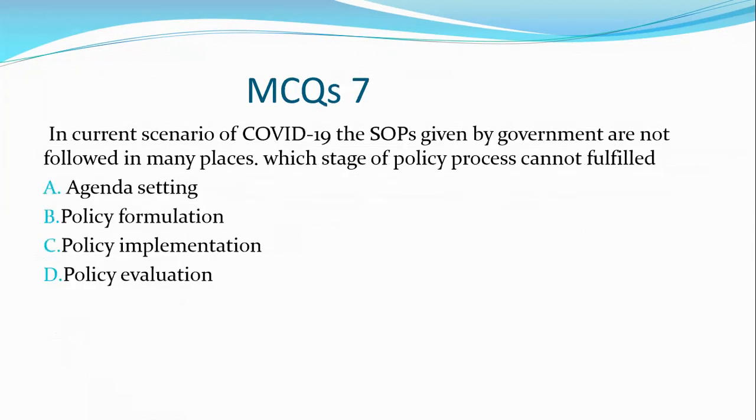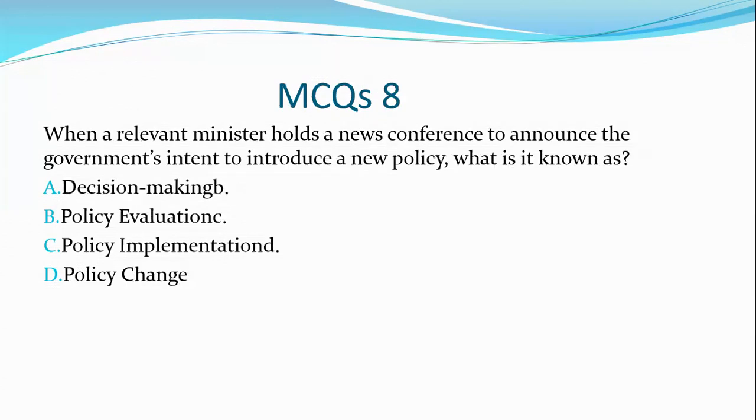MCQ number 7. In the current scenario of COVID-19, the SOPs given by the government are not followed in many places. Which stage of the policy process is not fulfilled? Agenda setting, policy formulation, policy implementation, or policy evaluation. It's C, policy implementation.